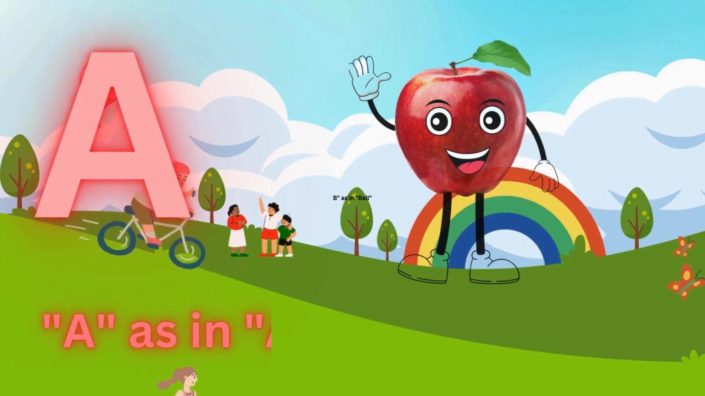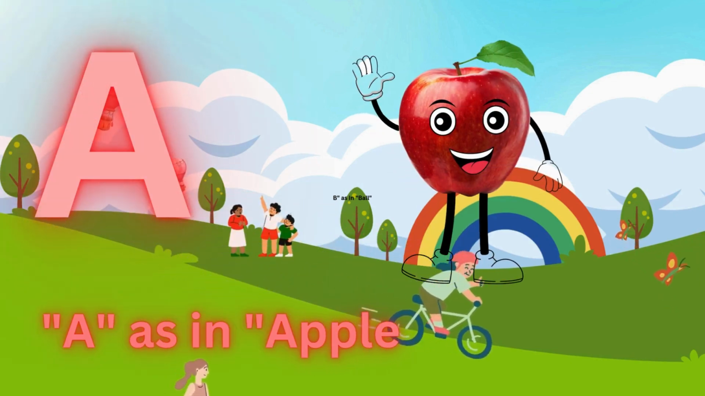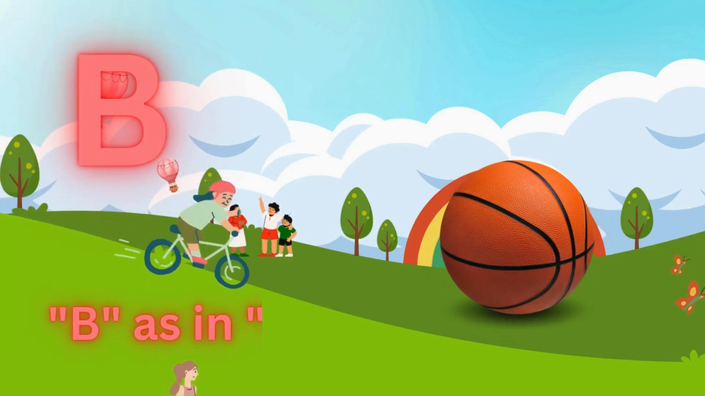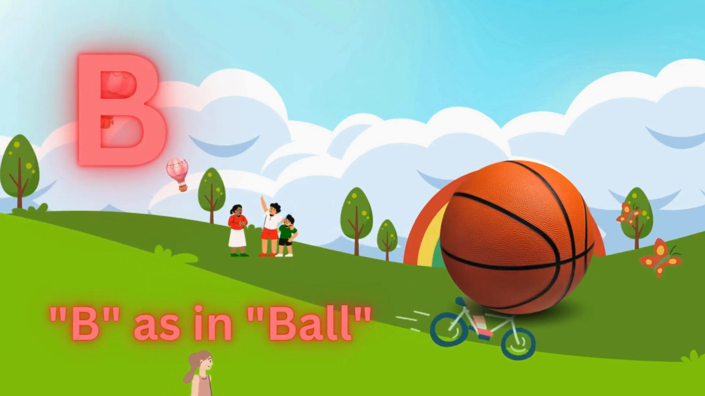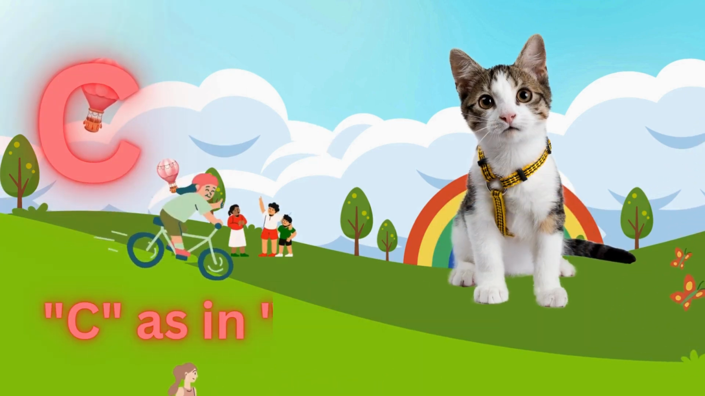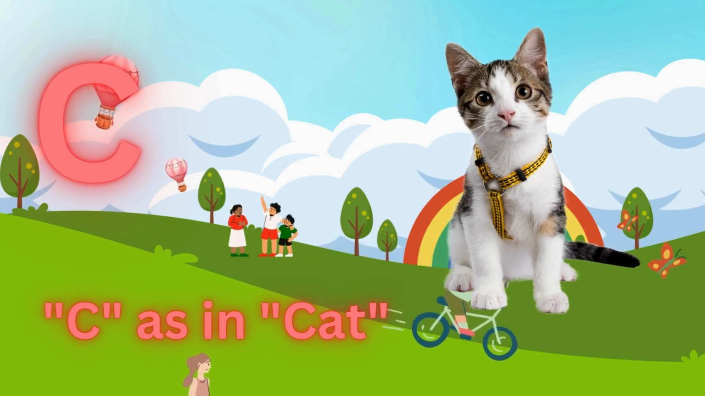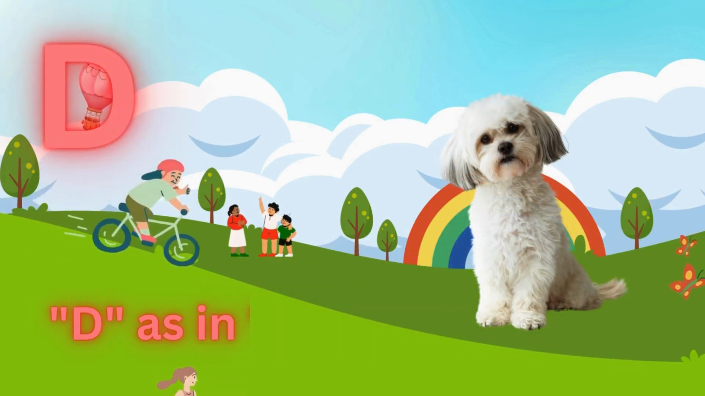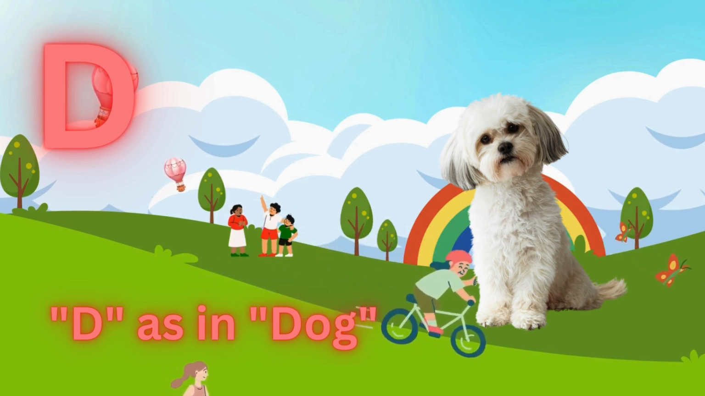A, apple. A as in apple. Apple, a fruit. B, ball. B as in ball. Ball, a round object for playing. C, cat. C as in cat. Cat, an animal. D, dog. D as in dog. Dog, an animal.